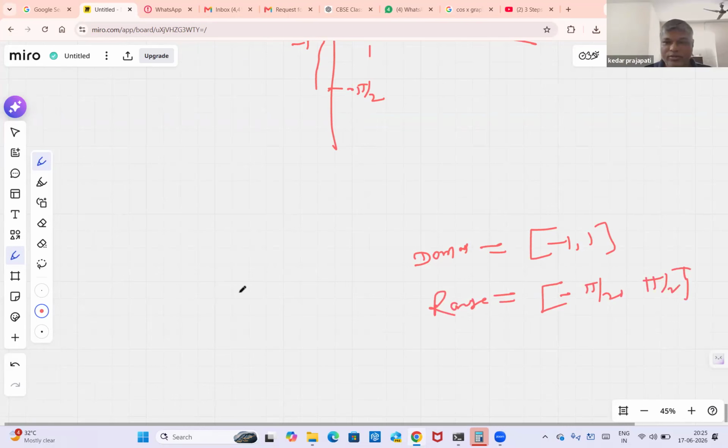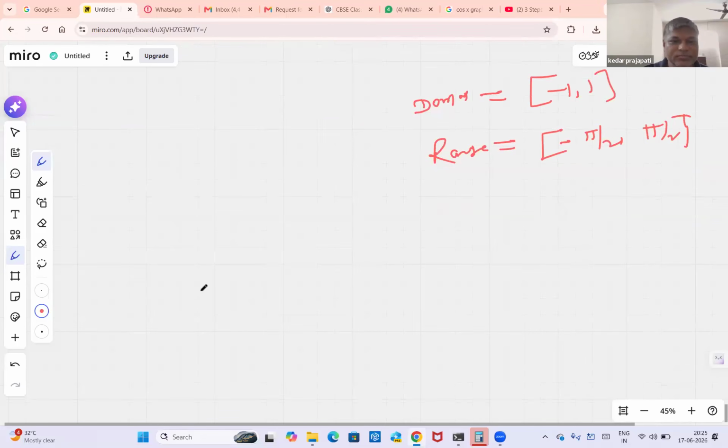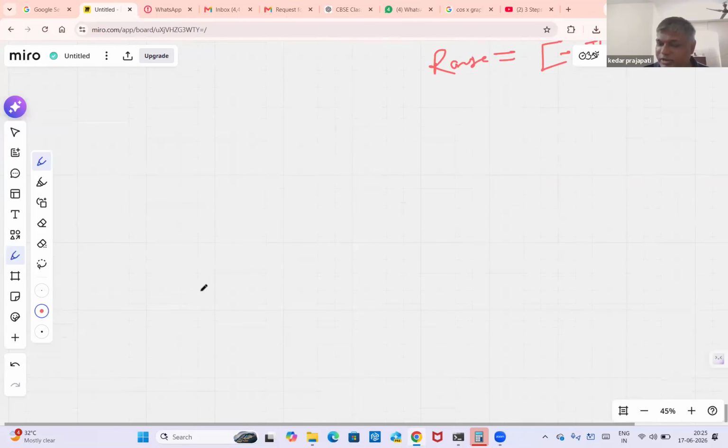Okay. So now we are comfortable with two graphs, sine inverse x and cos inverse x. In your exam, you have 3. If you remember 3, others are fine. Any doubt? No, right?